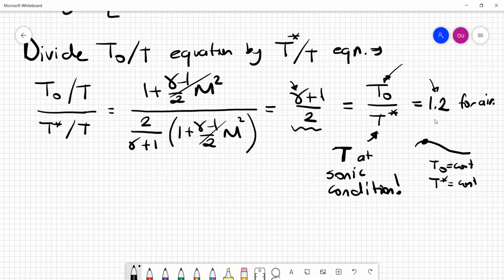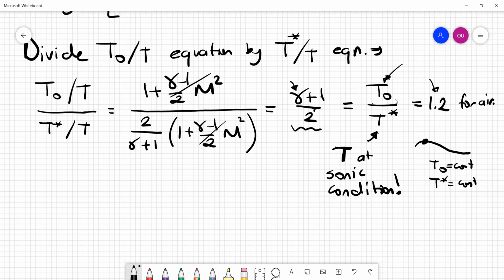T0 over T star. So T star over T. I'm sorry, I couldn't get your question. T0 over T star is gamma plus 1 over 2. No, I asked for the T star over T equation. T star over T equation.